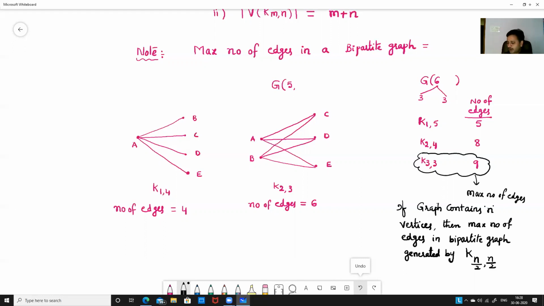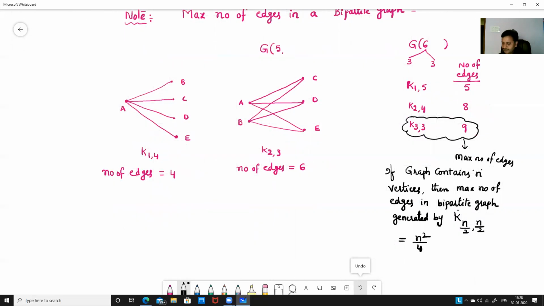Okay. Then how many max number of edges are there in K n by 2, n by 2? It is equal to n square by 4. Therefore, the max number of edges in a bipartite graph generated by K n by 2 comma n by 2 is equal to n square by 4. N by 2 and n by 2 means n square by 4. But here the problem is, for example, 2 into 3 is 6, 3 into 3 is 9.